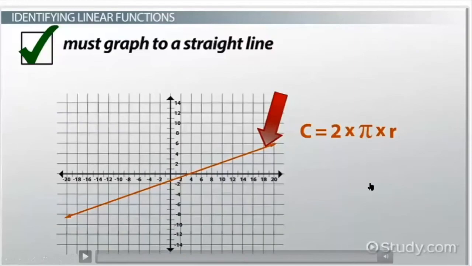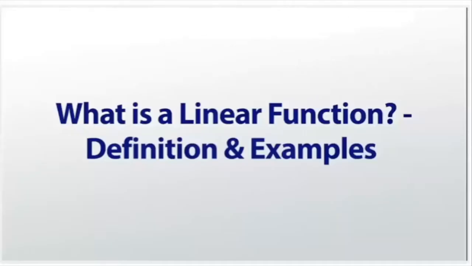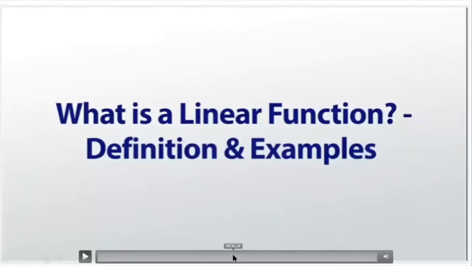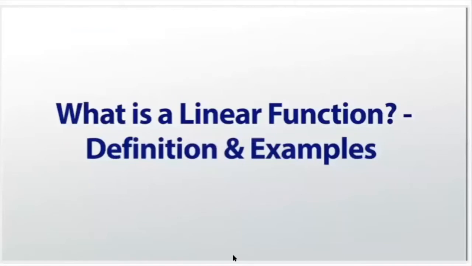Okay, so that video basically wrapped up our three properties for a linear function. So a linear function can have one or two variables. The variables must not be squared, cubed, or have negative exponents. The only exponent can be 1. And the third is that it must graph to a straight line.